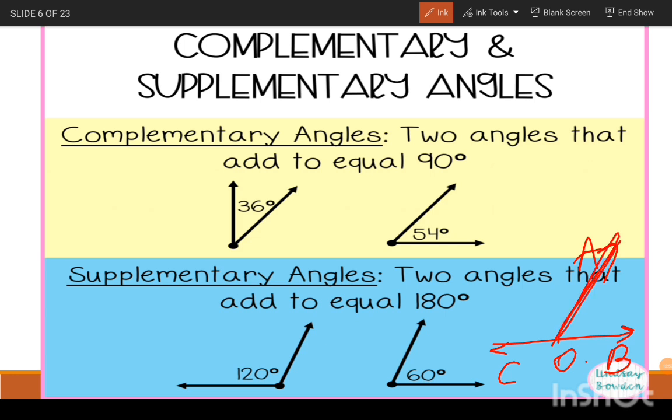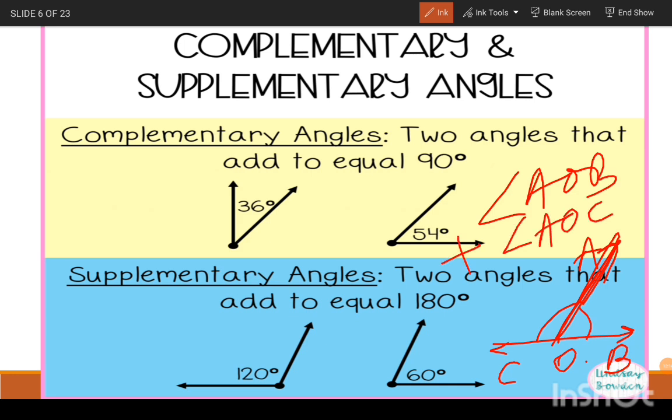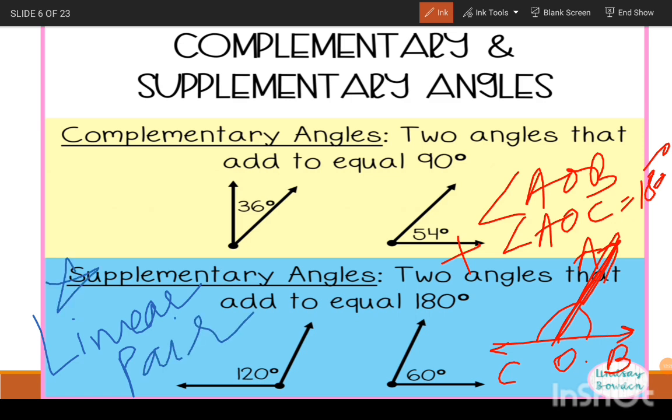These two are supplementary because they are on a straight line. So we have to remember that if the angles are forming a straight line, that means the sum is 180 degree. So angle AOB plus angle AOC is equal to 180 degree. They are supplementary and adjacent also. So the angles which are supplementary and adjacent are known as a linear pair. We need to remember this.